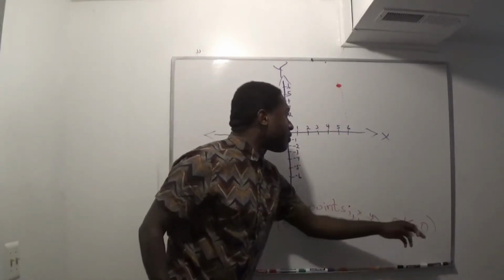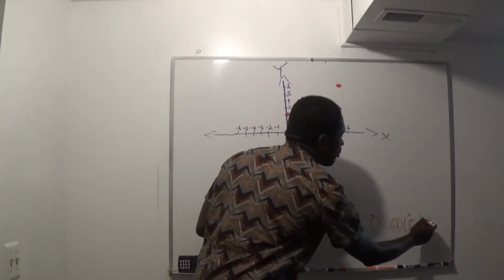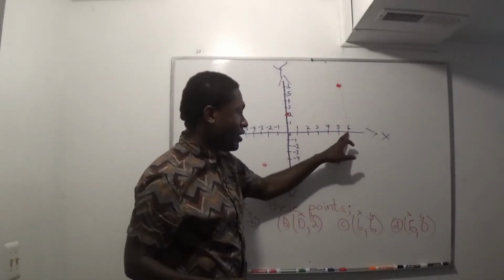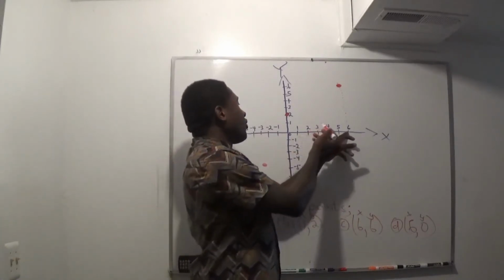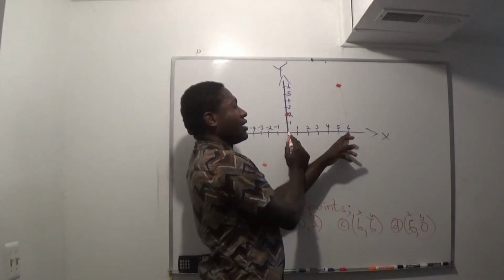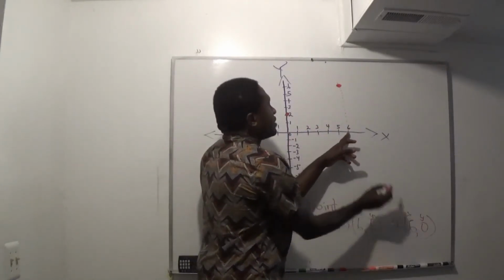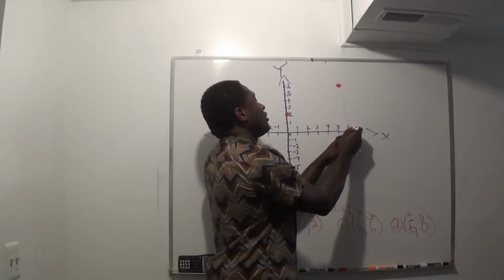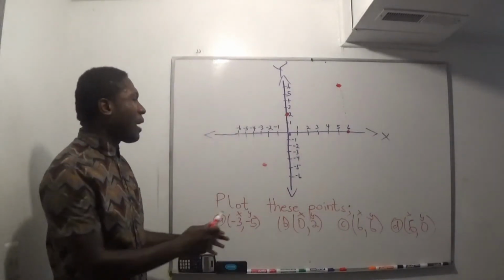What about 6, 0? You know the first number again is your x, second one is your y, right? So we're looking for 6 on the x, which is right here. And we're looking for 0 on the y. This 0 right here is for both x and y. So we started from 6, which was our x, and 0 is this same line. So we're going to put our point right there. And that's it. So that's how you plot points.